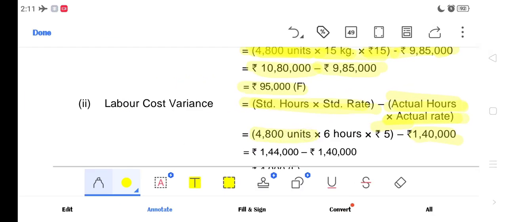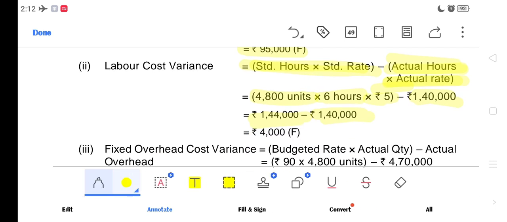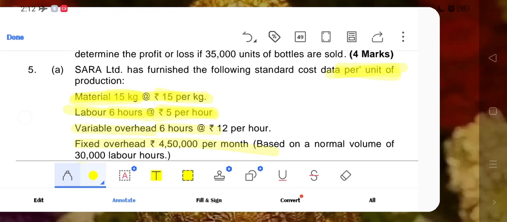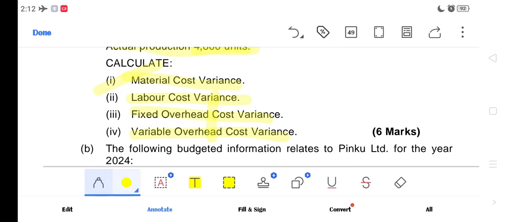4800 units are actually produced, so per unit it takes 6 hours and per hour it is 5 rupees. Simple. 4800 into 6 into 5, it comes to 1,44,000 minus 1,40,000 actual cost they have given. So if we subtract, it comes to 4,000, which is favorable, right? Done. Labor cost variance also done. So material cost variance over, labor cost variance over.